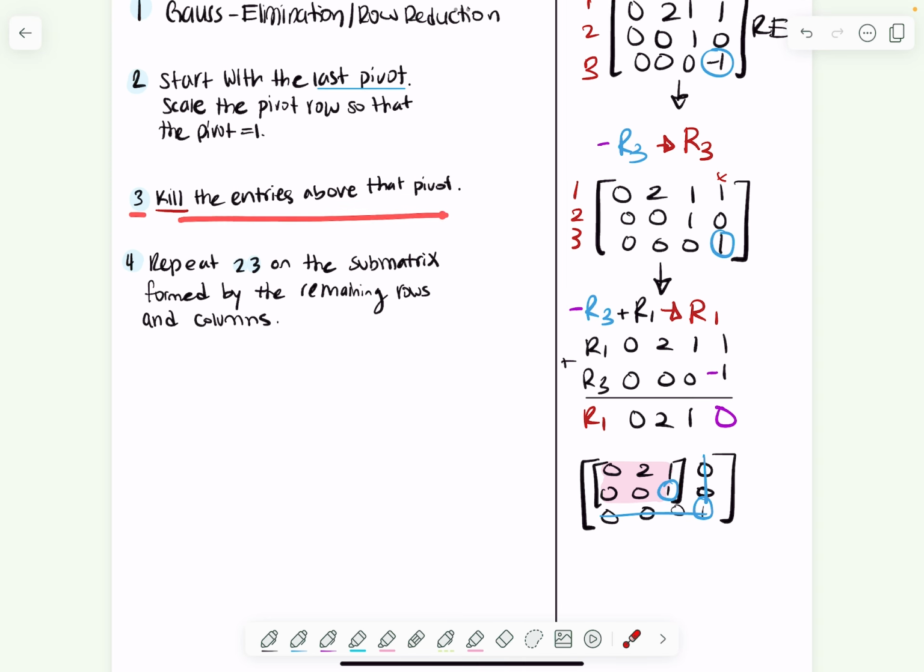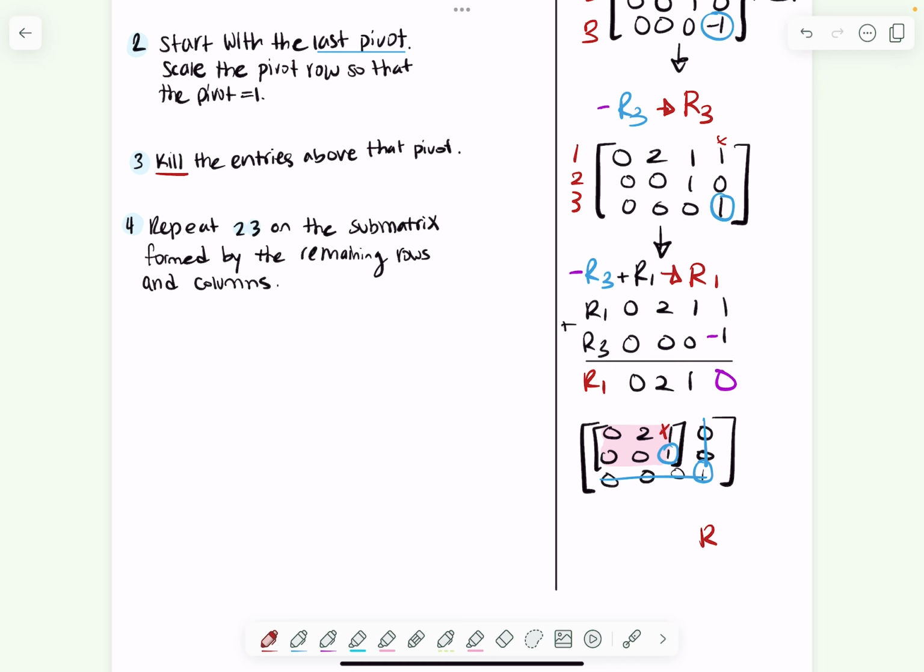Then we move on to step 3, which is kill the entries above that pivot. The only entry above it is this one. It's not 0, so I want to kill it. Again, the way that I say this is, okay, I want to kill something in row 1. I want to use my pivot, which is in row 2, to do so. And then I'm going to do plus whatever's here, I'm going to put right there.